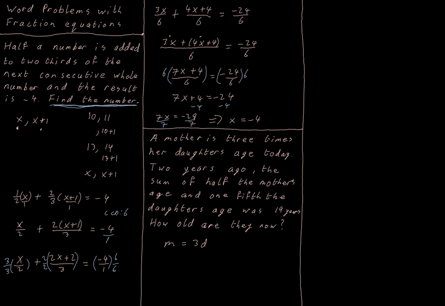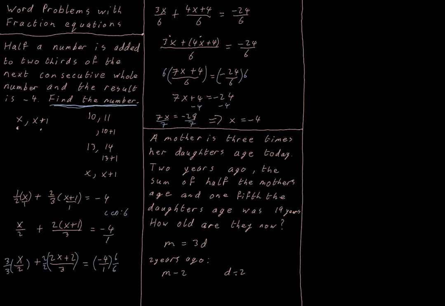Now this next bit is quite complicated because we have a change in years. 2 years ago. Well, what is the mother's age 2 years ago? If their age now is M, 2 years ago, if the age is in years, that means that her age would have been M minus 2. And the daughter's age, 2 years ago, the mother's age would have been M minus 2, and the daughter's age would have also been D minus 2. So whatever the age is now, minus 2 years, that is the age 2 years ago.